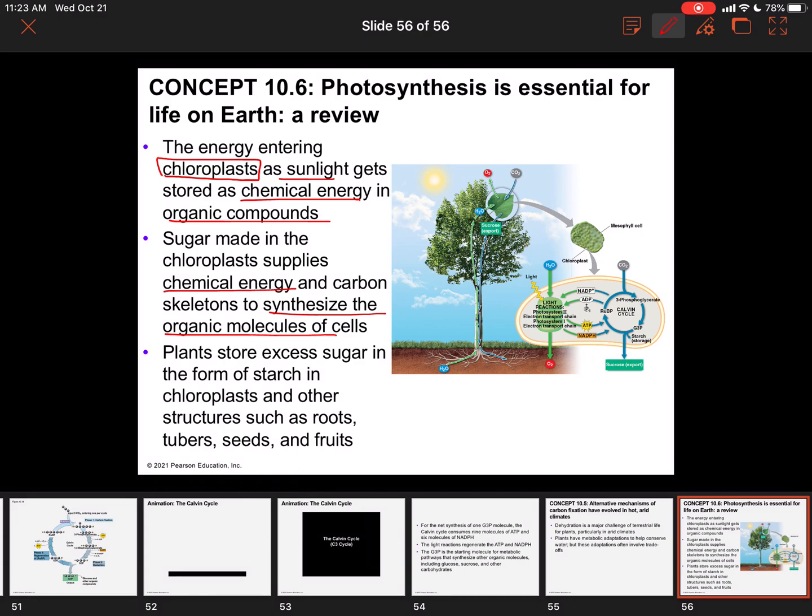molecules inside your cells. It says plants will store excess sugar in the form of starch in chloroplast and other structures. They'll use it to build their roots. They may store it in tubers or for seeds or for fruits. And so photosynthesis is essential for life on Earth. Okay, so there is photosynthesis in chapter 10. Okay, we're done.